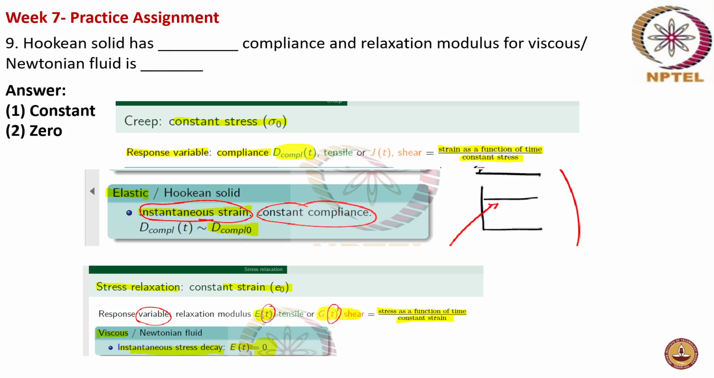Fine. Are you able to get the point? Yes, ma'am. Because once you strain in case of a stress relaxation for a fluid, it doesn't need any stress further. The stress instantaneously decays, because the strain is maintained. To maintain the same strain, you need not have any stress. So the stress decays to 0. Your relaxation modulus is stress as a function of time at constant strain. So obviously your stress decays to 0, so your relaxation modulus is 0. You're able to get this point? Yes, ma'am.